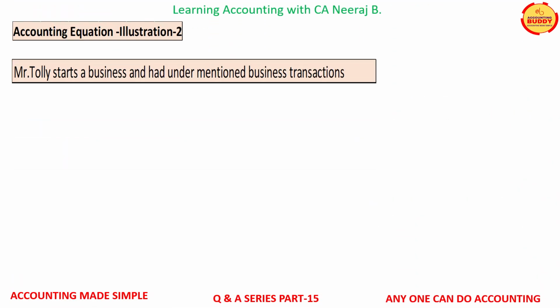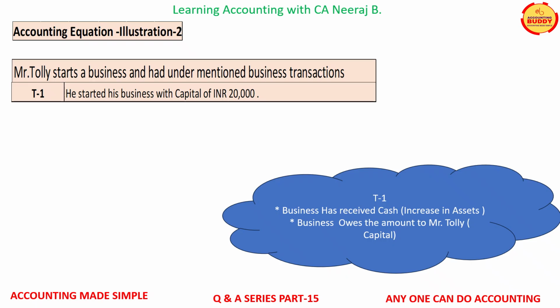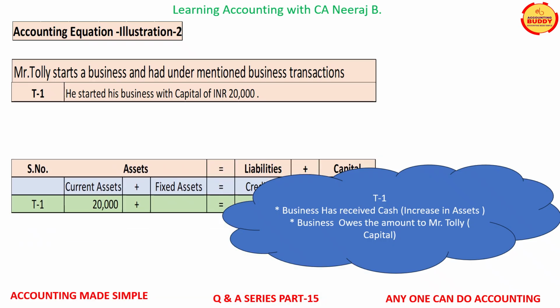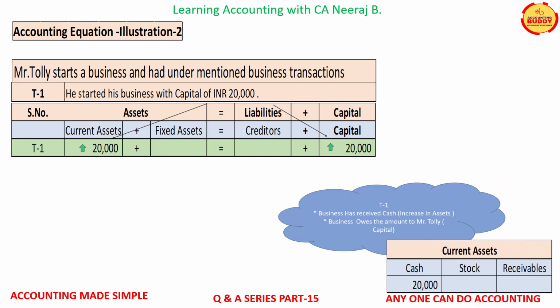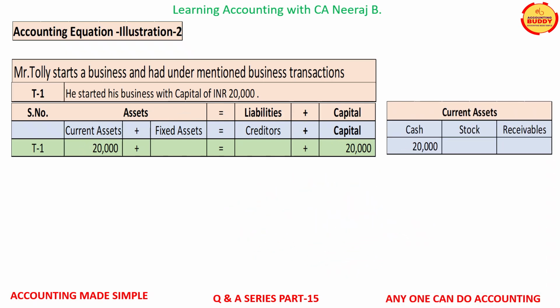So Tolly starts a business and had the undermentioned business transactions. Transaction T1, he started his business with a capital of 20,000. In this transaction, the business has received cash from Mr. Tolly towards his capital contribution. Cash is an asset of the business and capital is the amount which the business owes to Mr. Tolly. Therefore, 20,000 cash being a current asset will appear on the left hand side of the equation under the head assets, and 20,000 will appear under the head capital on the right hand side of the accounting equation. At this stage, the business holds only cash of 20,000 under assets.